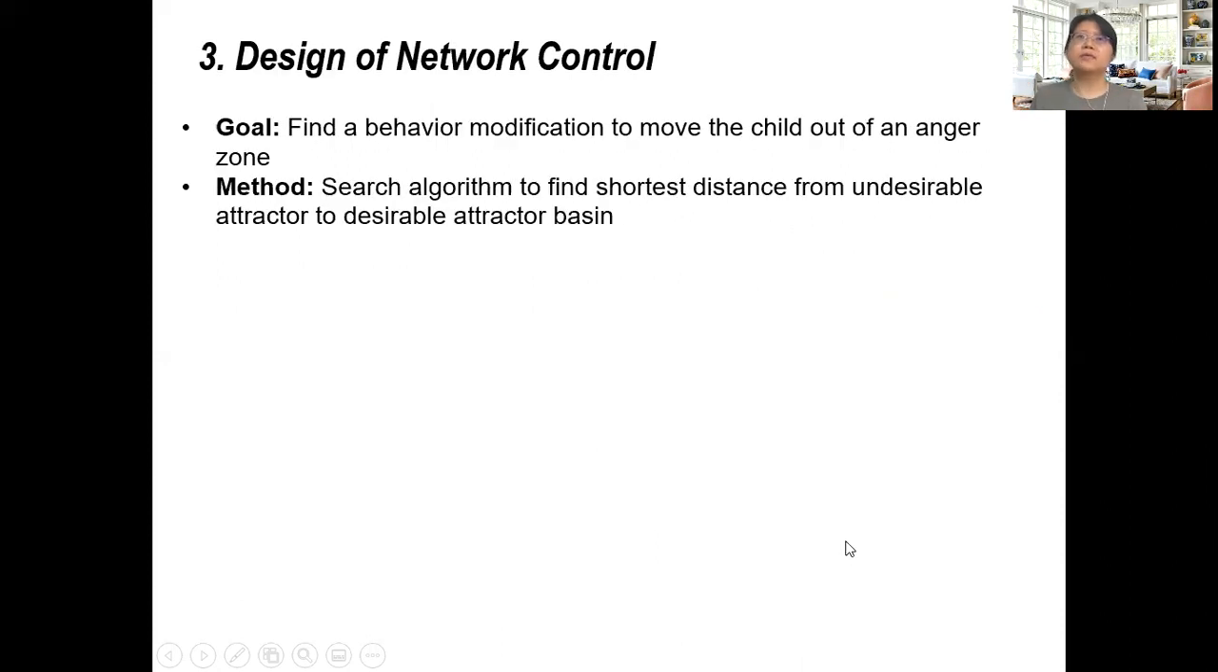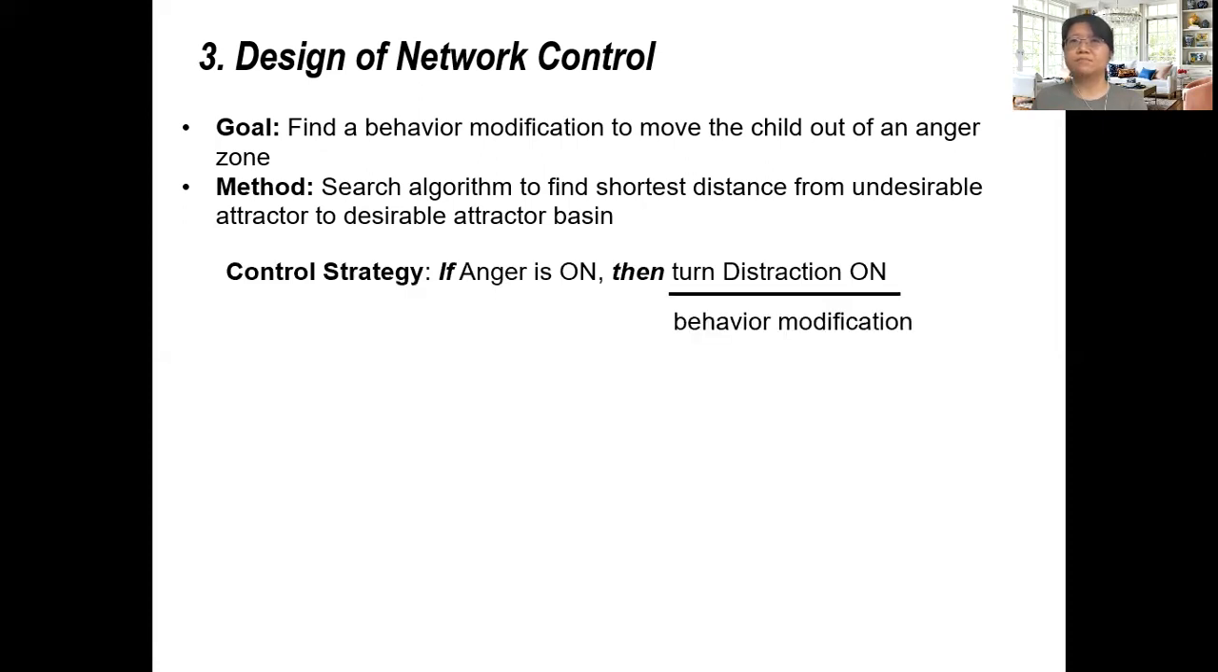The third step, after we have the attractors derived, is that we can design network control if it's needed. So we want to find a behavior modification so that we can move the child out of the anger zone. We developed a search algorithm to find the shortest distance from the undesirable attractor to the desirable attractor basin. And the control strategy will look like this.